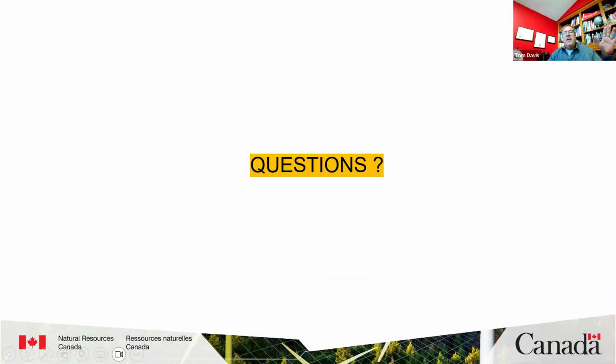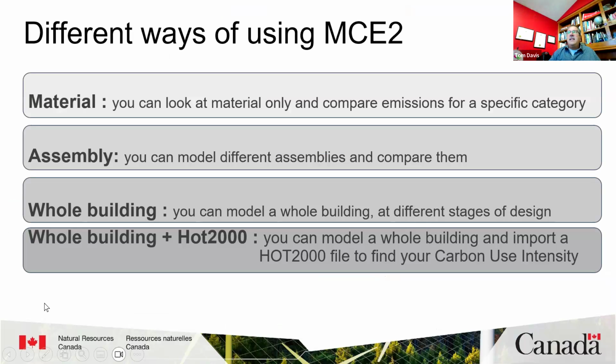Okay, so we're nearing the end, so I'll save the questions for the end here. Let's take a look at the ways that we've just discussed. We can use it on material only. We can compare one type of insulation or one type of concrete to another, one type of flooring to another. Flooring such as linoleum, carbon negative. Flooring such as ceramic, very heavily carbon positive.